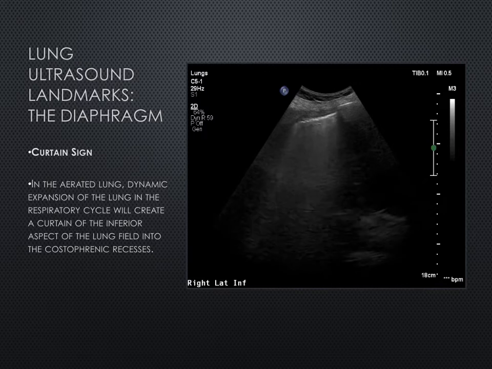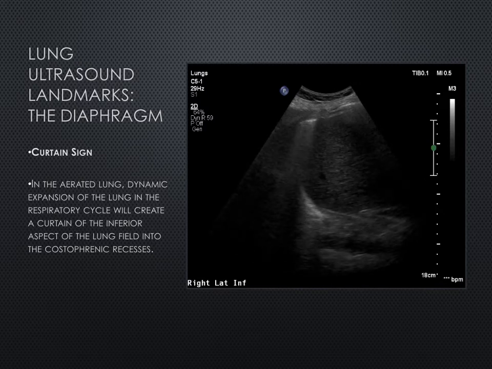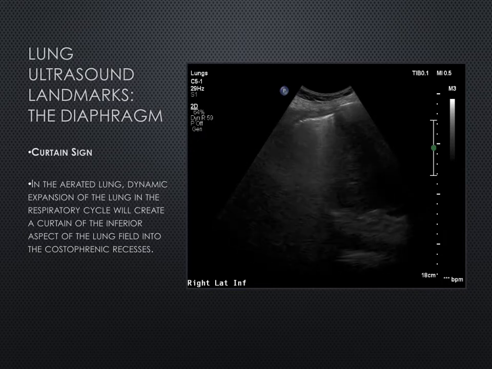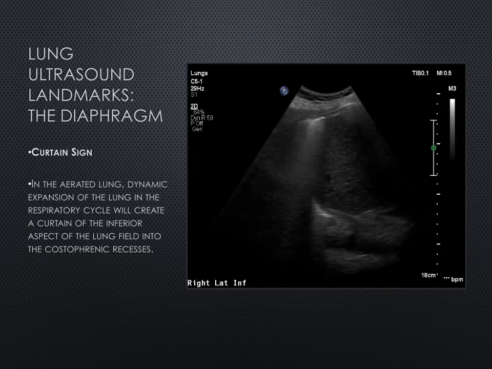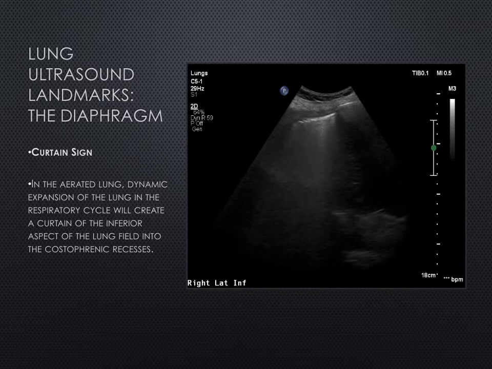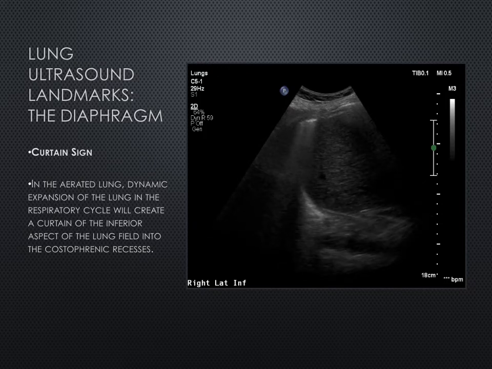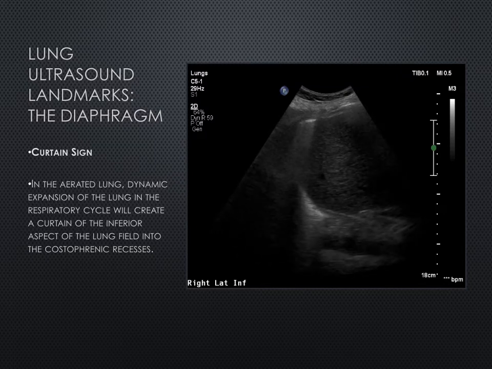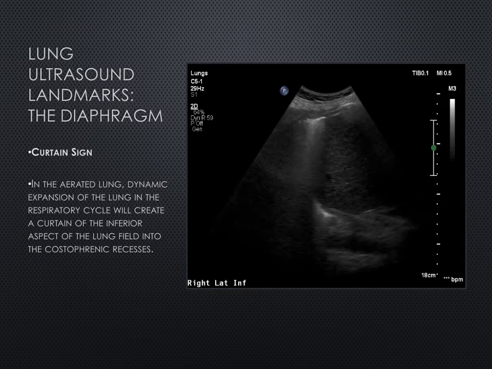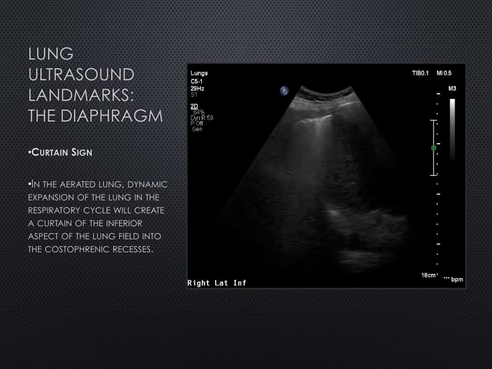But also you want to see that you've got an aerated, or in some cases deaerated lung, or in some cases no lung at all because you've got pleural effusion. You want to see that movement of the lung field across the diaphragm that's going to obstruct your visualization of the diaphragm. And that's what we're seeing here. So this is what is known as the curtain sign. The curtain sign is the obstruction of the view of the diaphragm with an aerated lung coming across that diaphragm.